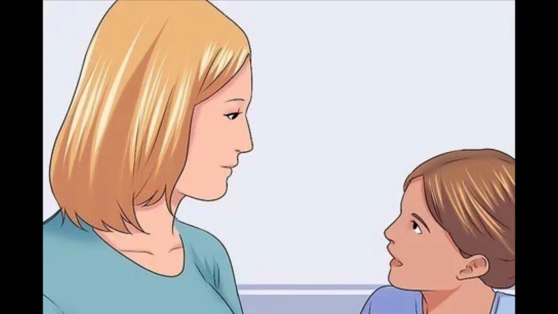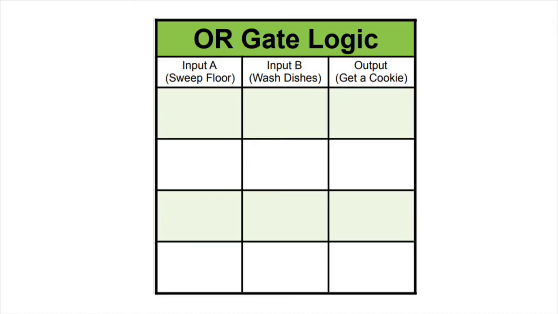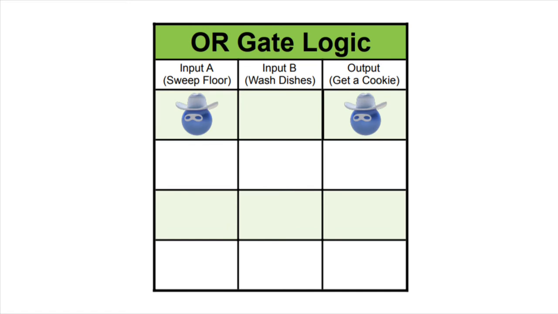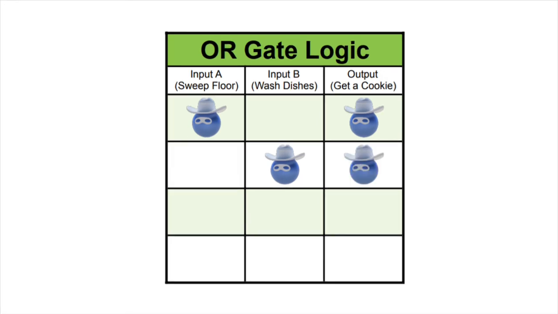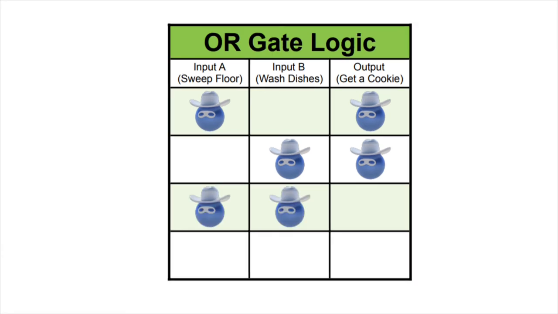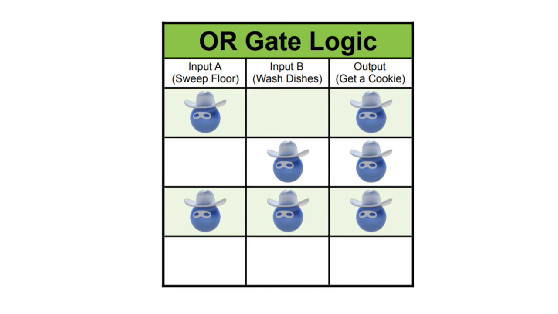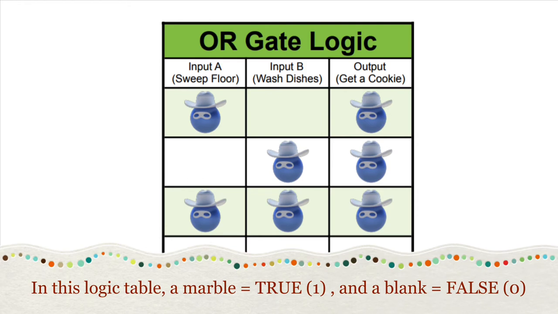What happens if your mom says, "You can have a cookie if you sweep the floor or wash the dishes"? Now, does that mean you can have a cookie if you sweep the floor? Yes, that is true. Does it mean you can have a cookie if you wash the dishes? Yes, that is true. Does it mean you can have a cookie if you sweep and wash the dishes? Yes, that is true. Does it mean you can have a cookie if you neither sweep nor wash the dishes? No, that is false.